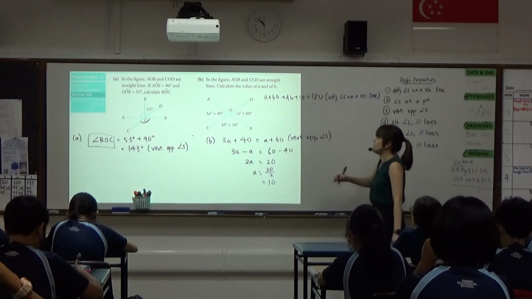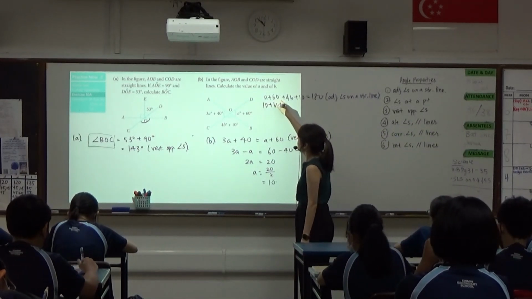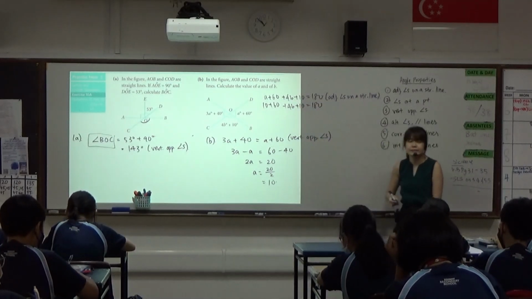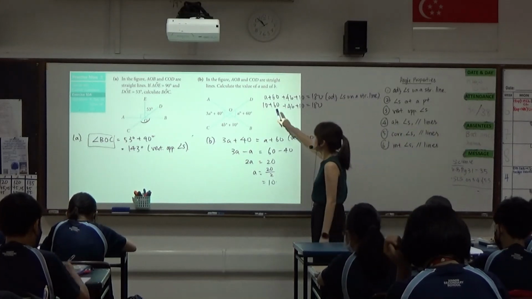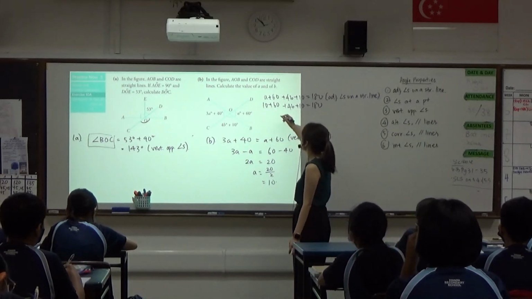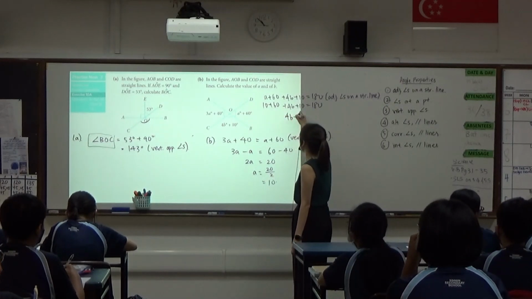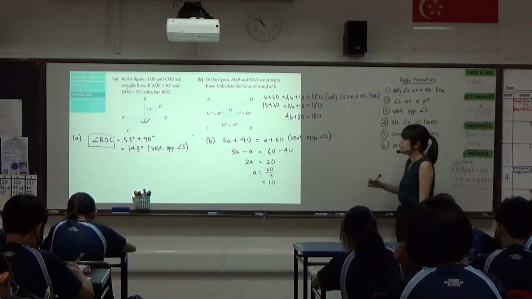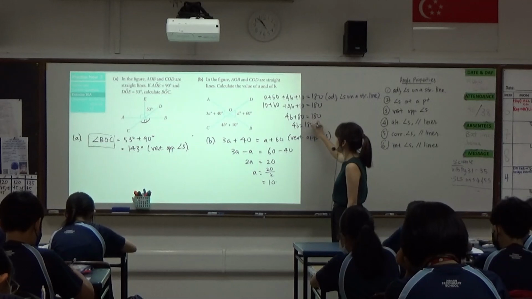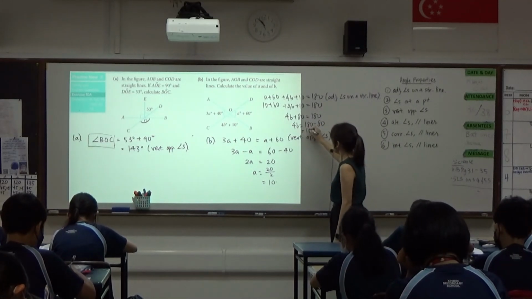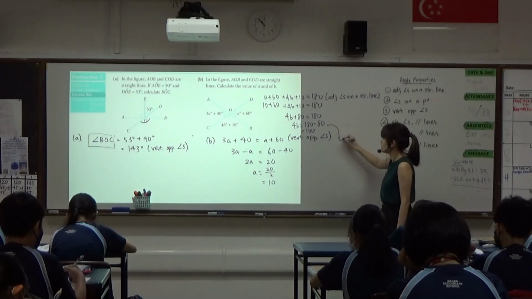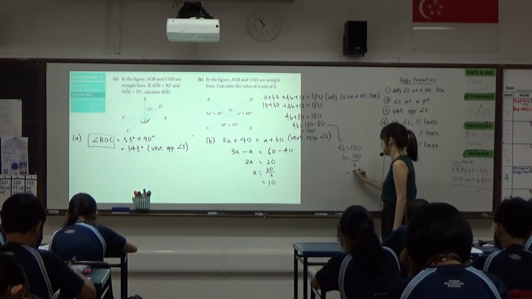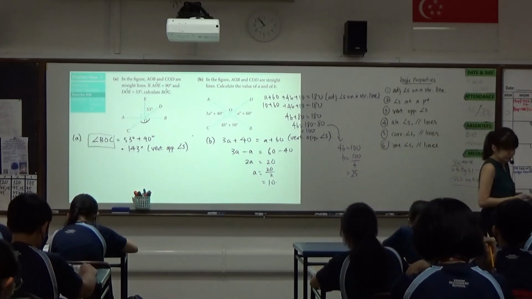Then we know that A is 10, so we replace A by 10, and we get this. Then we can calculate: 60 plus 10 plus 10 is 80. So we get 4B plus 80 equals 180. Then 4B equals 180 minus 80, which gives us 100. So 4B equals 100 and B equals 25.